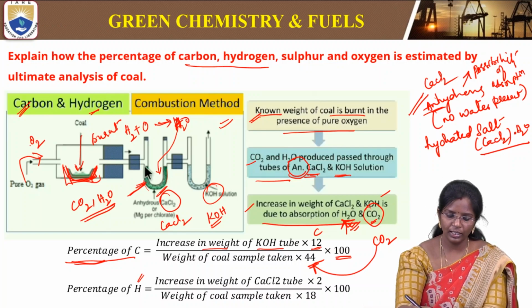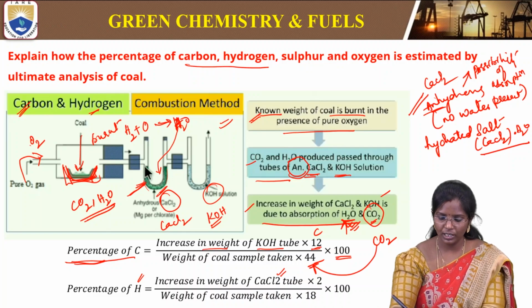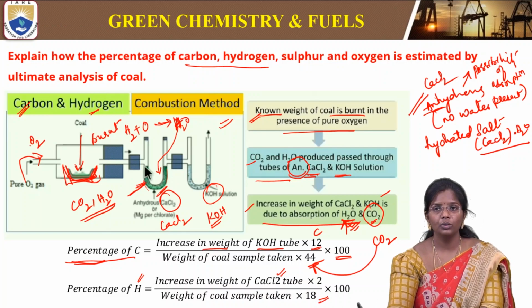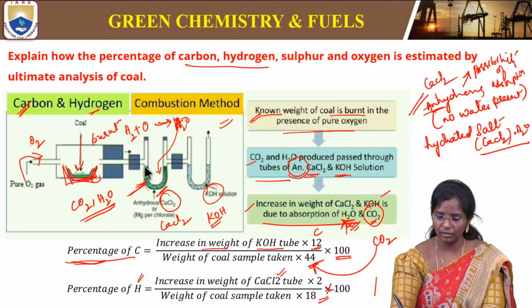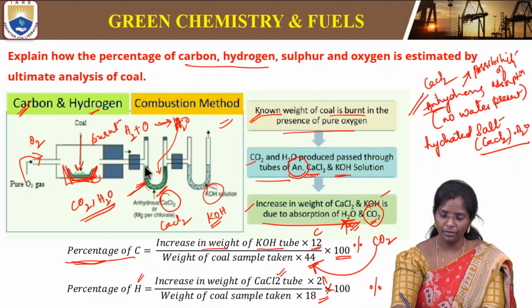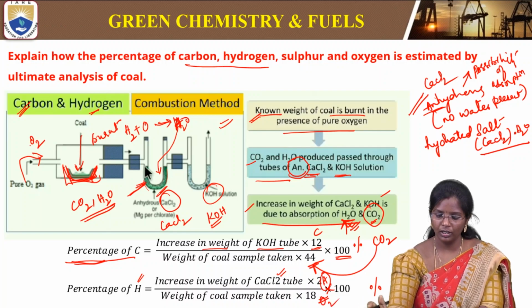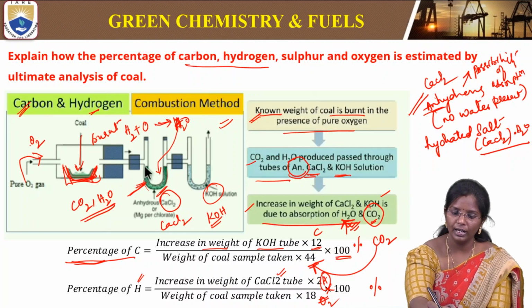Then for hydrogen: increase in weight of calcium chloride tube by weight of the coal sample taken, into 18, and multiplied by 100 to get it in percentage. So that is how we get the percentage of hydrogen that is present in that particular coal sample, and this method is used for estimation of carbon and hydrogen.